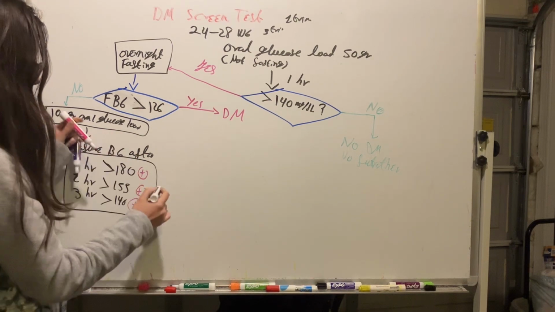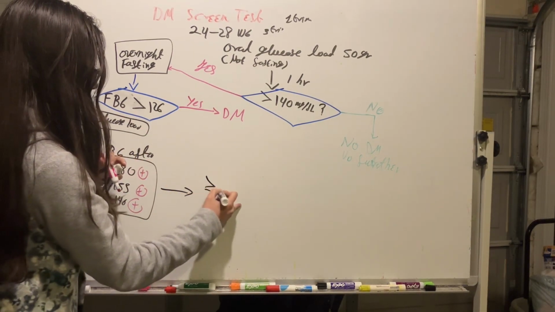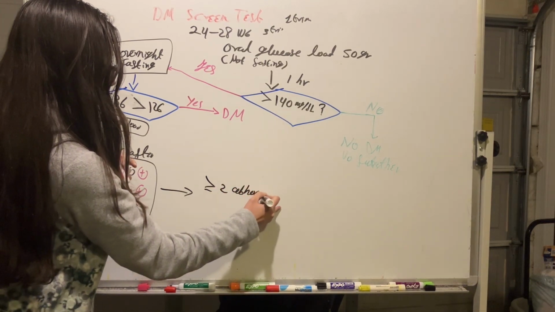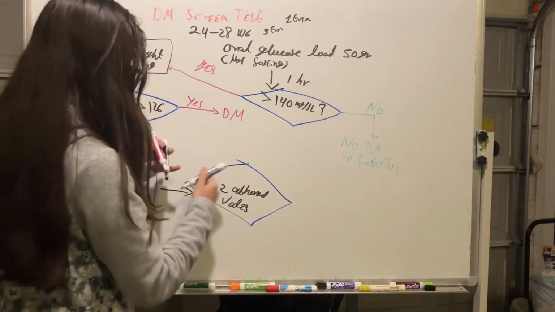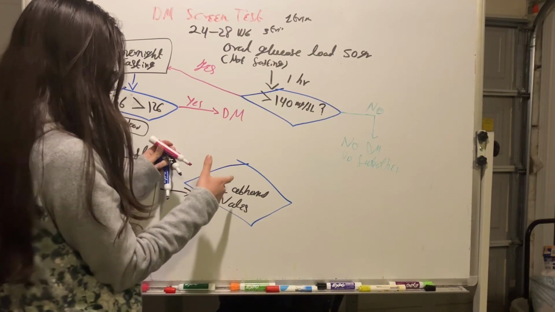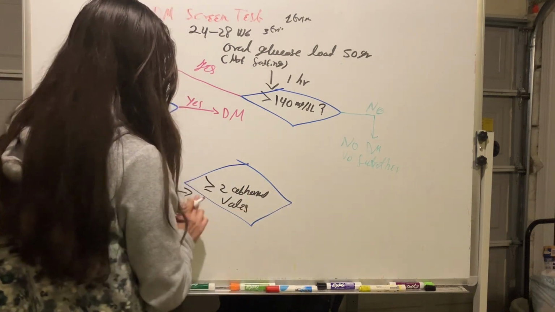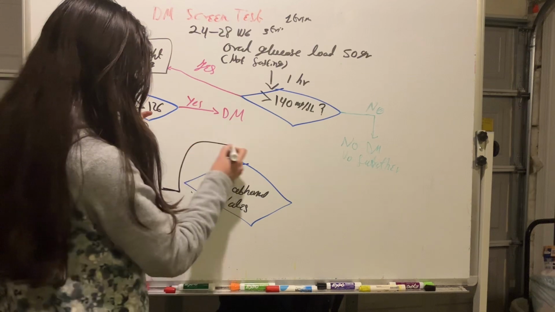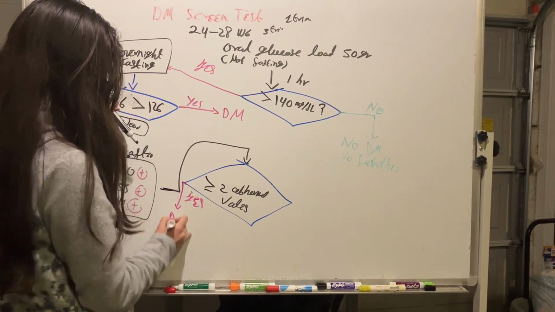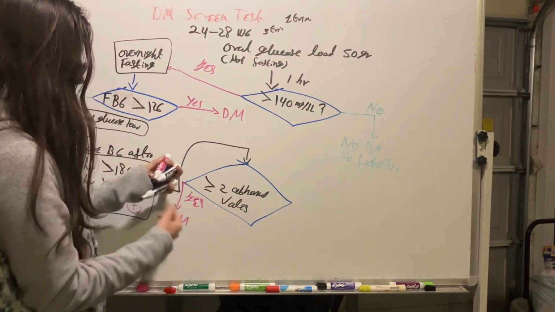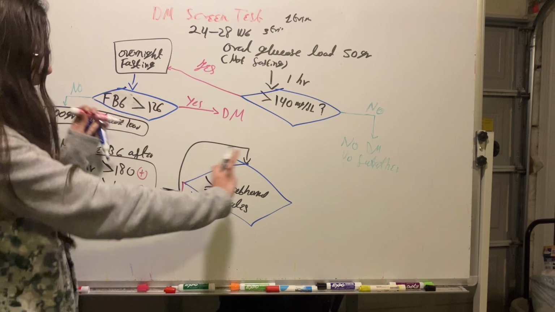Then if we have more than two abnormal values, this is diagnostic for diabetes mellitus. So yes, this is diagnosis of diabetes mellitus. If no, if we had none of these abnormal, then no further testing is needed.